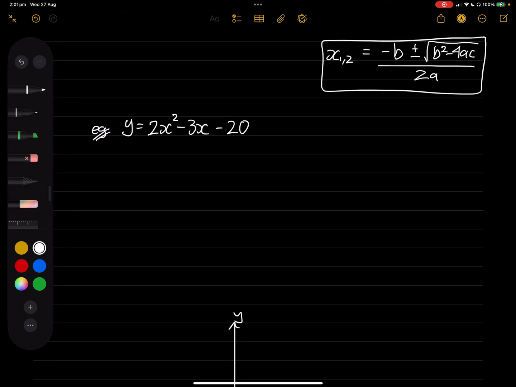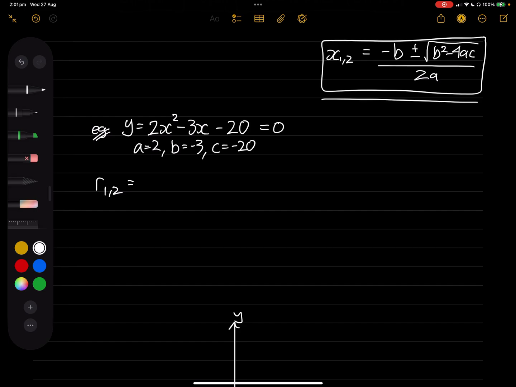What we're going to do is solve this using the quadratic formula. So we're going to say y is equal to 0. I'm going to set this equal to 0 and solve using the quadratic formula up here. So the coefficient of x squared is 2, the coefficient b is minus 3, and c is minus 20. So we get our roots.